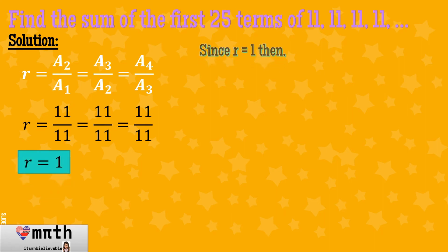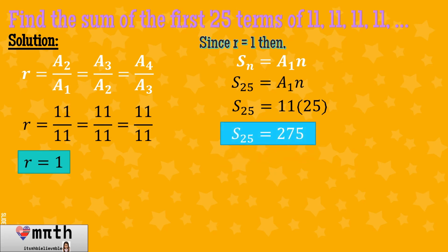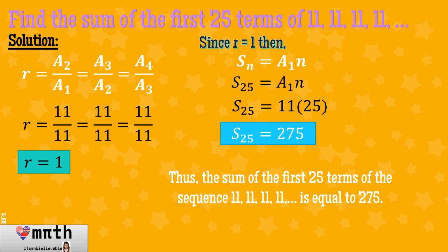Since the ratio is equal to 1, the formula that we're going to use is S sub n is equal to A sub 1 times n. And we're going to look for S sub 25. The value for A sub 1 will be equal to 11 and n will be equal to 25. So that will be 11 times 25, which is equal to 275. So the sum of the first 25 terms of the sequence 11, 11, 11 is equal to 275.